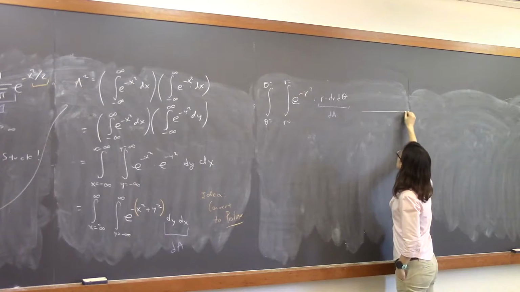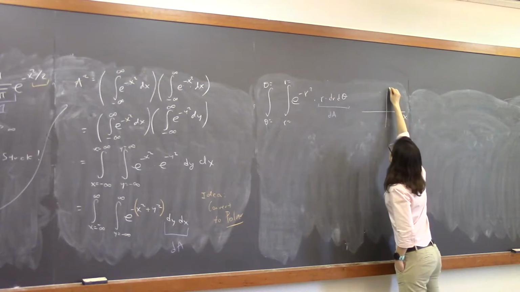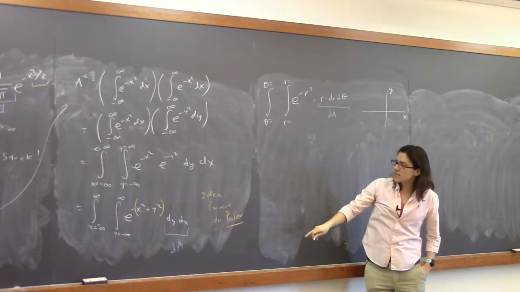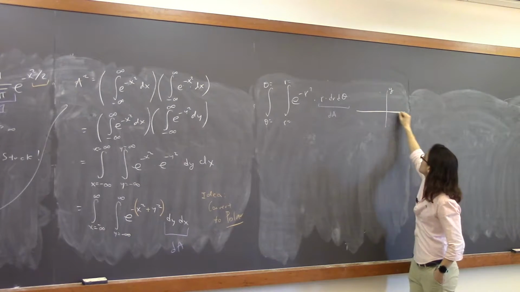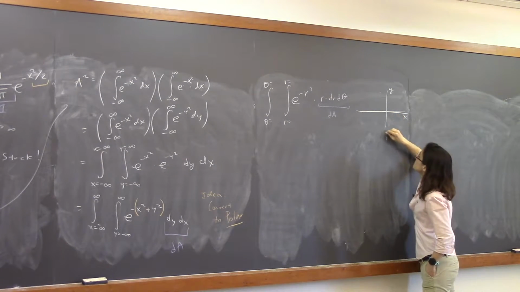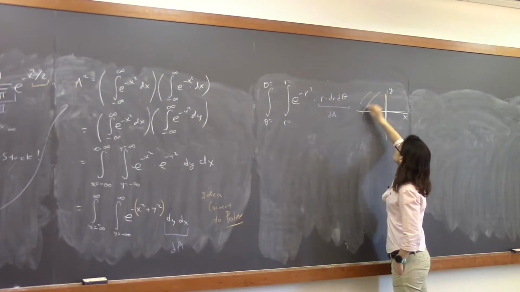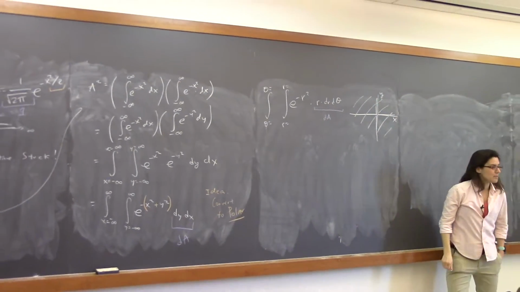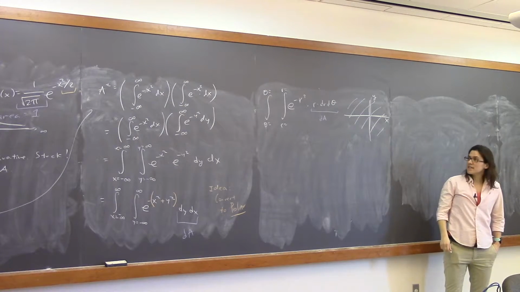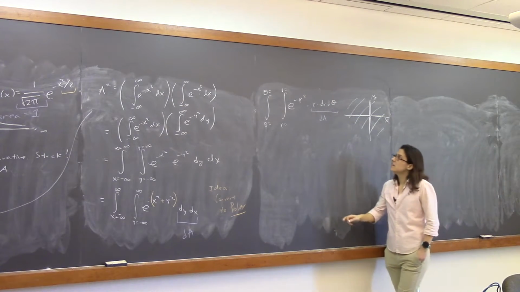So we were integrating over the xy plane from x equals negative infinity to infinity. So that's the whole x-axis. And from y equals negative infinity to infinity. So that's the whole y-axis. So our region of integration is the entire plane. So let's set that up in terms of polar coordinates.